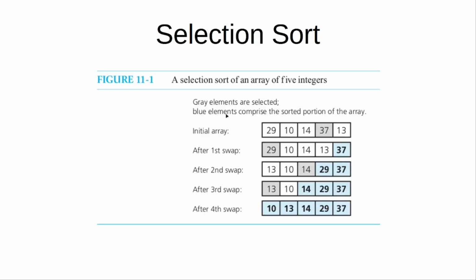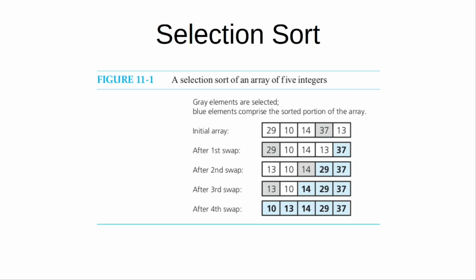Here's an example from your book, figure 11-1, of the selection sort being used. So the gray elements are the elements that we are examining. They are selected as the largest element. And then the blue elements comprise the sorted portion of the array. So the part that has already been sorted, and we know that the very end of the array is sorted because we're placing the very largest elements in the last position, and then the second to the last, and then the third to the last, and so on. And that is what comprises the sorted portion of the array.